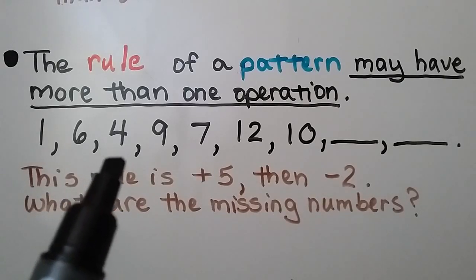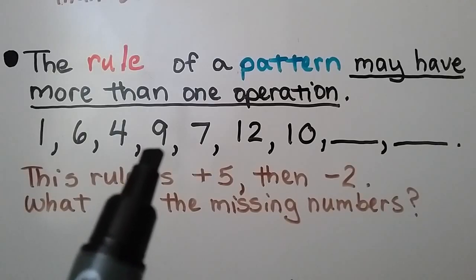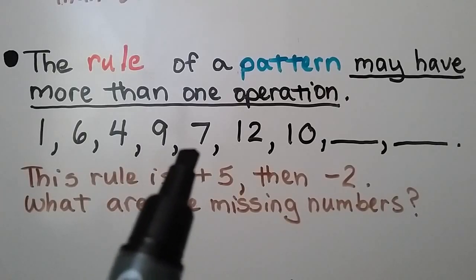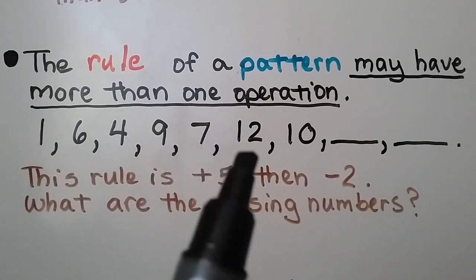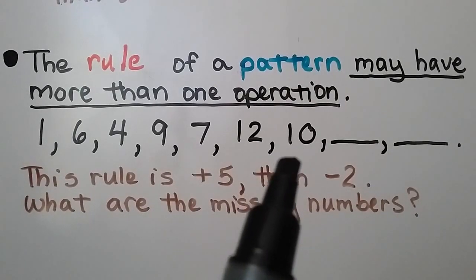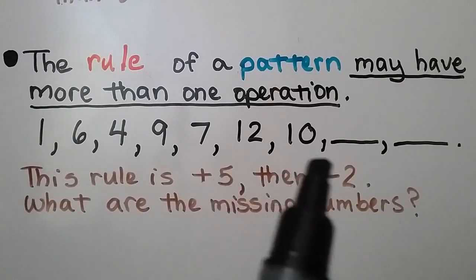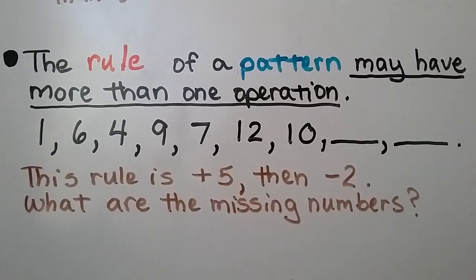Then we do plus 5 again. 4 plus 5 is 9. Then we subtract 2 again. That brings us to 7. Then we plus 5 again. Now we're at 12. We subtract 2. We're at 10. And we have 10. We need to plus 5. That's going to give us 15.